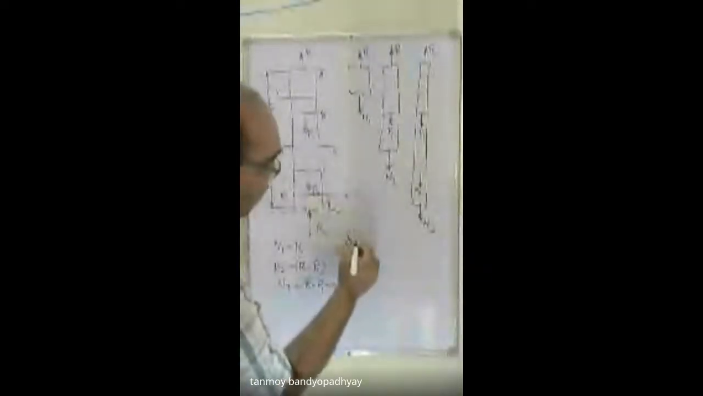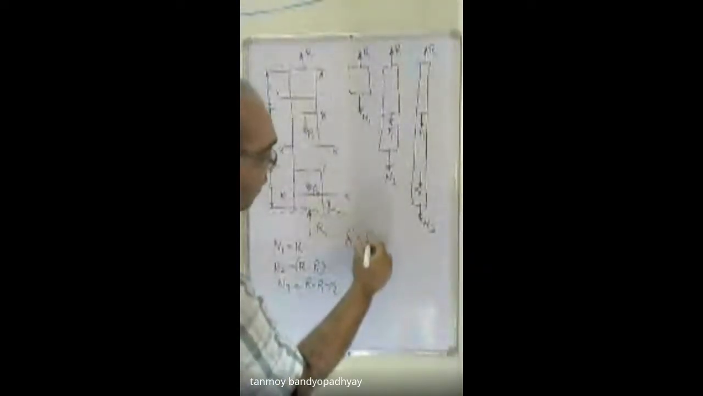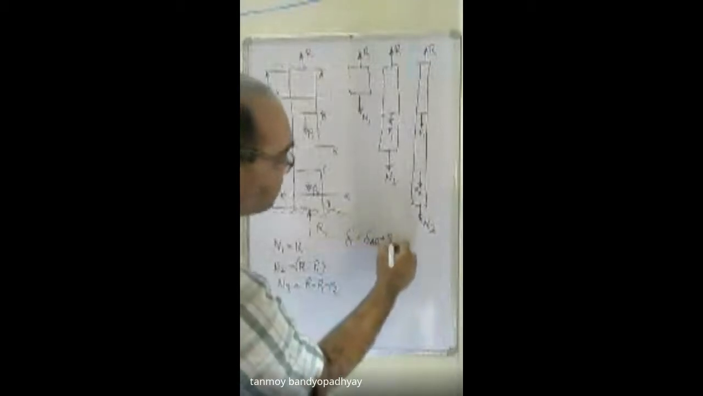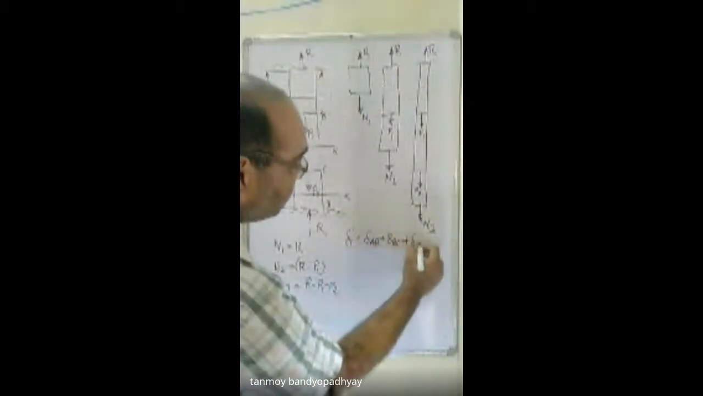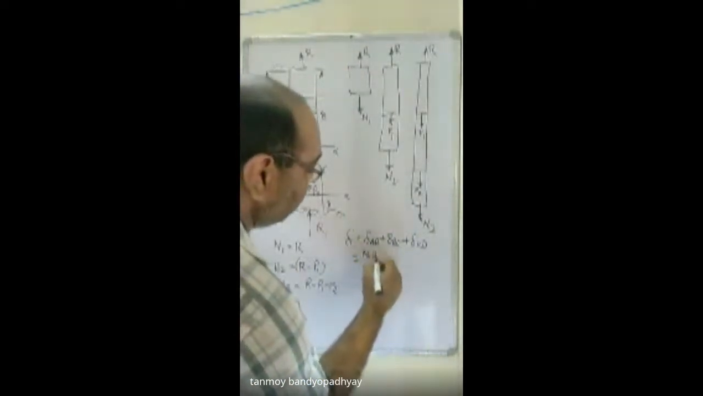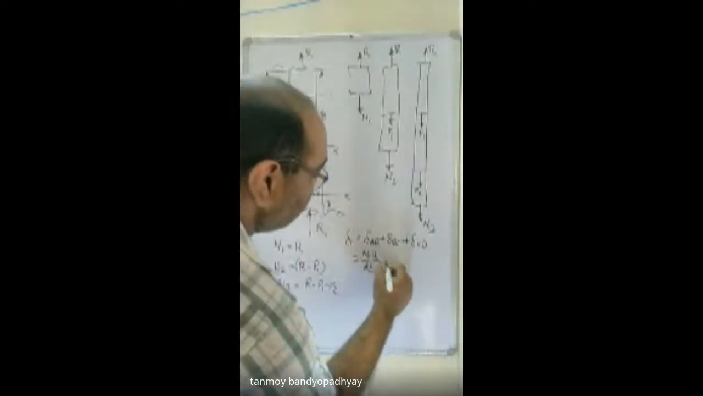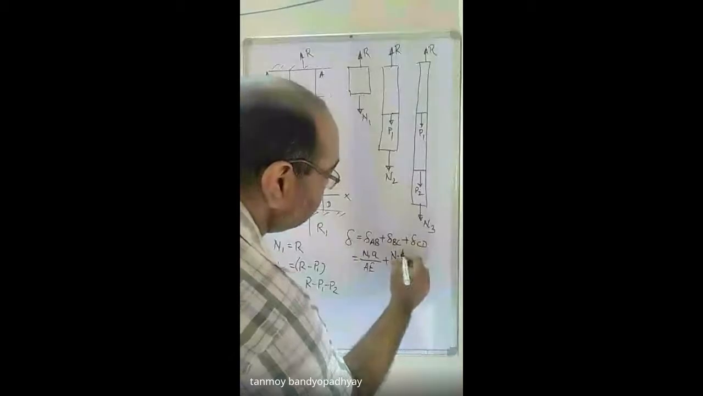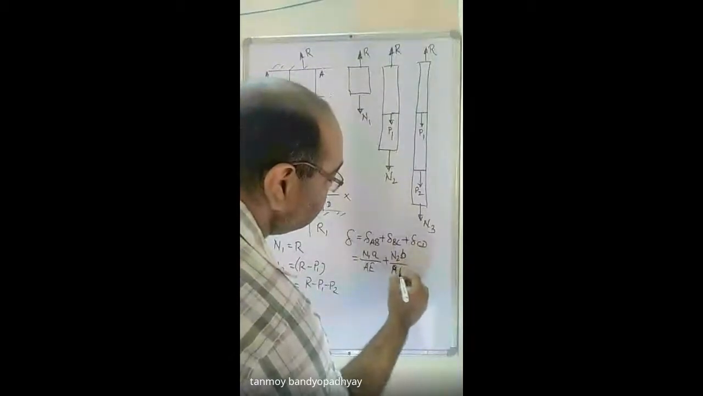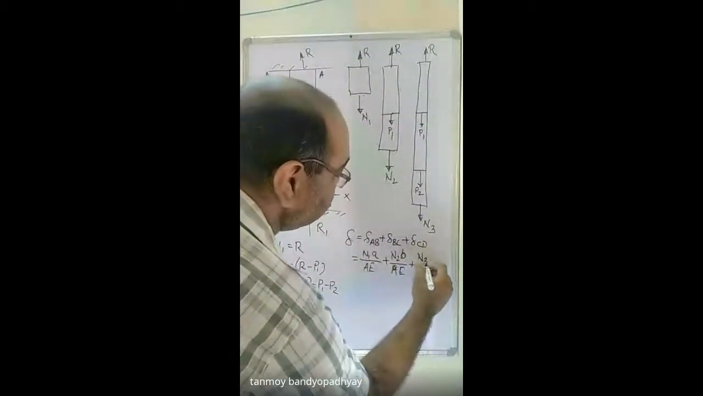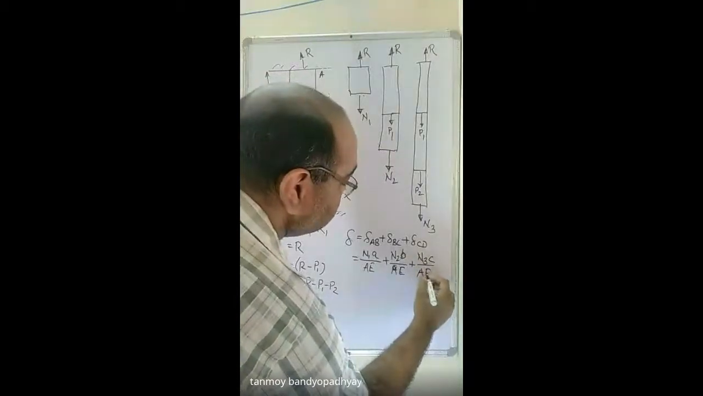Now you find out delta. The entire delta will be equal to delta AB plus delta BC plus delta CD. So what is the deformation in AB? That will be equal to N1 L1 divided by AE, plus N2 L2 divided by AE, plus N3 L3 divided by AE. So AE is common here.